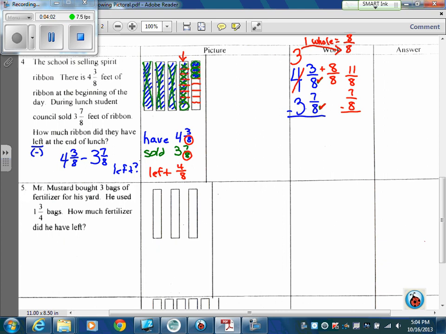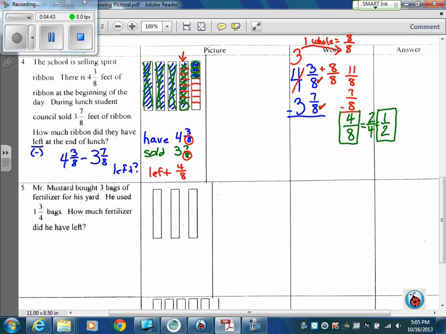Now can I subtract? 11 minus 7, yes. That gives me 4. Denominator stays the same. And go over to your whole numbers, make sure there's nothing left. We have 3, take away 3, that's 0. So my answer is 4/8. But both of my numbers are even, which means I can reduce. If I reduce just by 2, I'd get 2/4, but that's even as well, which tells me that I can actually reduce all the way to a half. So my answer would be that I have a 1/2 foot of ribbon left at the end of lunch.